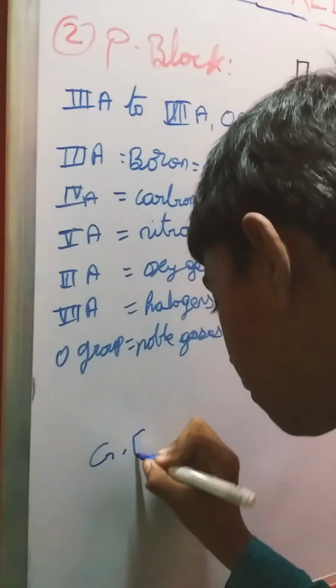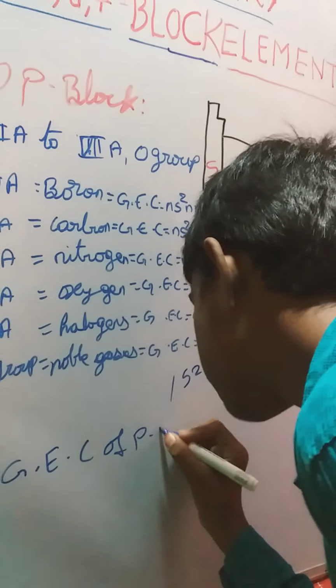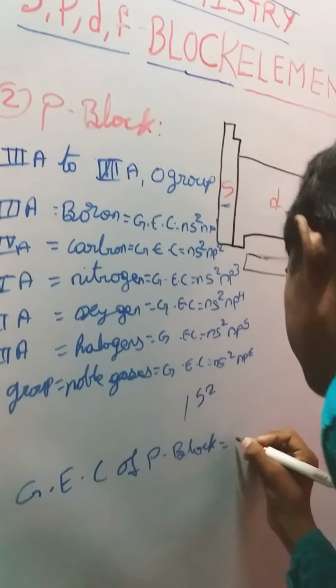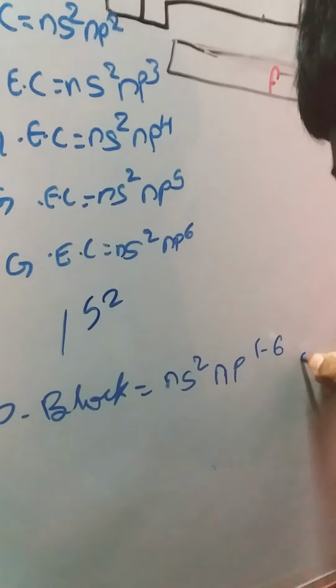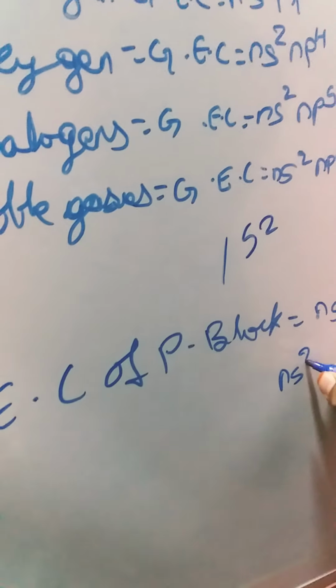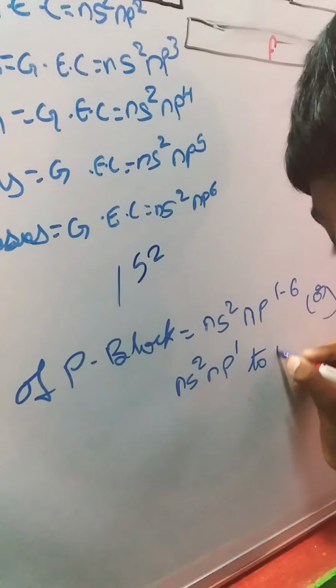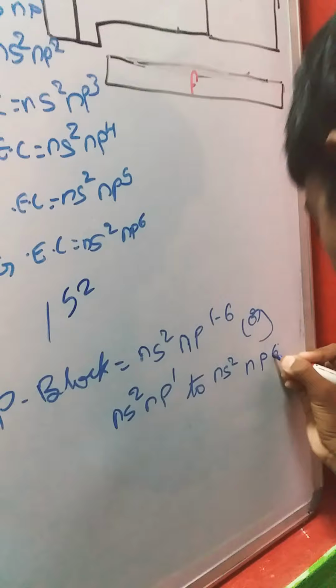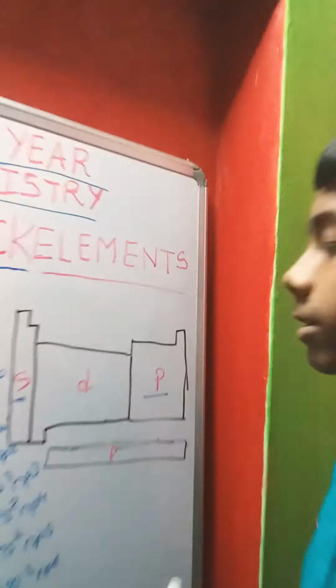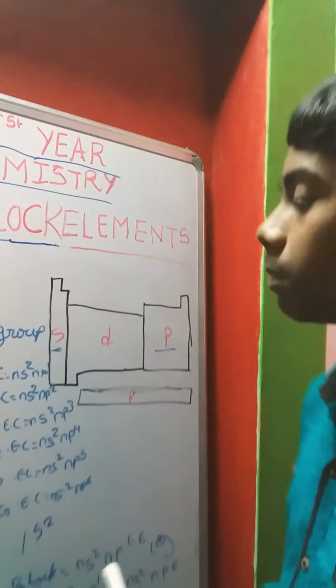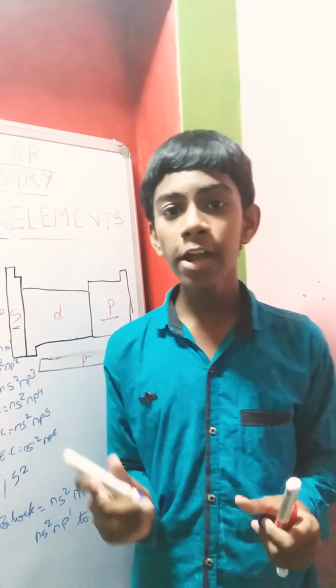The general electronic configuration of P block elements is ns2 np1 to ns2 np6. These elements are placed at the right side of the periodic table. All non-metals, metalloids and a few metals belong to the P block.